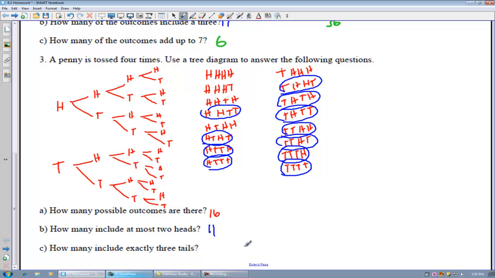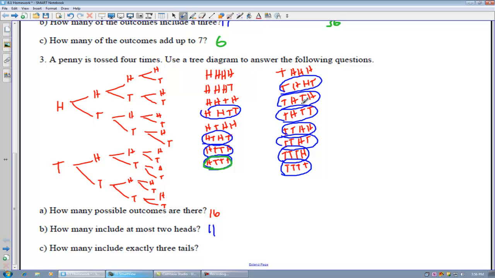How many include exactly 3 tails? All right, so let's use a different color here. So exactly 3 tails. So we come down here and we're looking for 3 tails, right? 0 tails, 1 tail, 1 tail, 2 tails, 1 tail, 1 tail, 2 tails. Here's 3 tails. So there's 1.